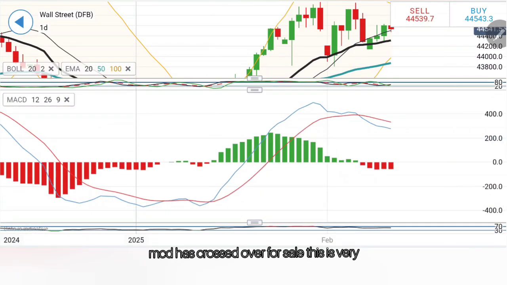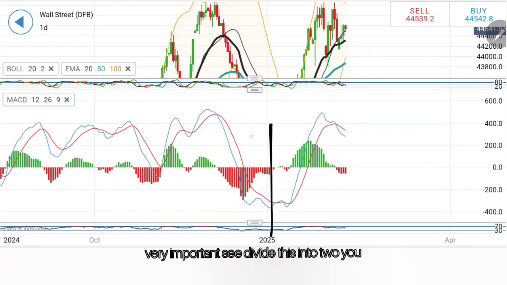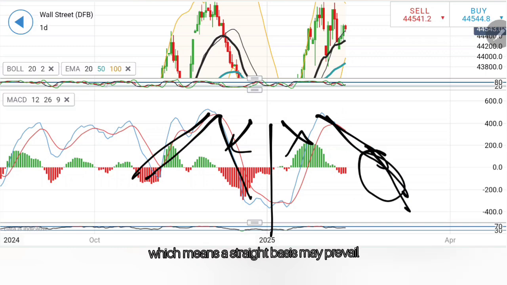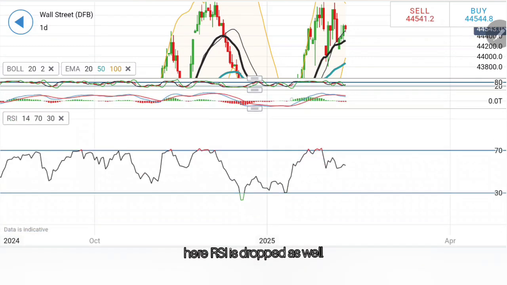Stochastic rising here. MACD has crossed over for a sell. This is very important. See, divide this into two, you can find the symmetry. This move is done. Now it is looking forward to this, which means straight bearishness may prevail here. RSI has dropped as well.